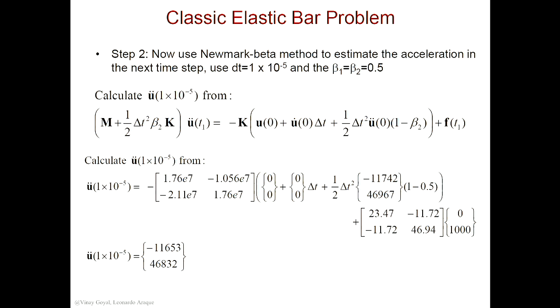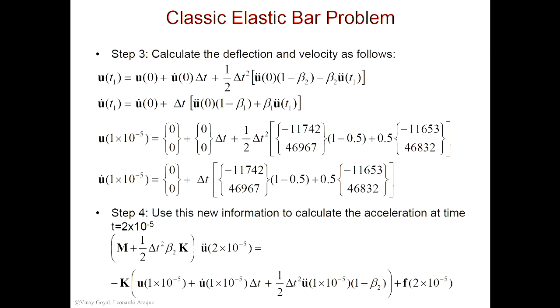Now I want to know what the displacement is. Remember, I don't know what the displacement is at this time, at 1 times 10 to the minus 5. I don't know what the velocity is. I want to know that now. To calculate that, I just use the formulas. I know the acceleration at t equals 0. I just got that number. I know beta 2 and beta 1 is 1/2 for each of them. Then I know the velocity and displacements at t equals 1 times 10 to the minus 5. And I gave you the calculations right here. I didn't give you the answer because I created a code to do that.